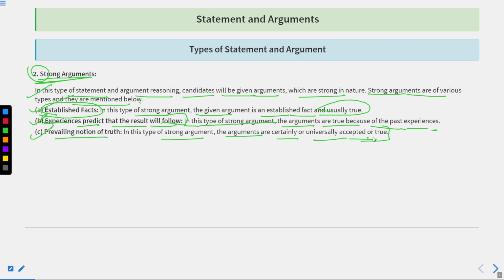So my dear students, we have talked about the weak arguments, we have talked about the strong arguments. Why was it necessary? It was necessary because these types of statements are going to be beneficial for candidates in order to figure out, okay, if this particular statement is ambiguous, we have to reject it. If the argument is based on an established fact, we have to accept it. If it is telling us something which is true from our past experiences, we have to accept it. If it is ambiguous in nature, we don't have to accept it.